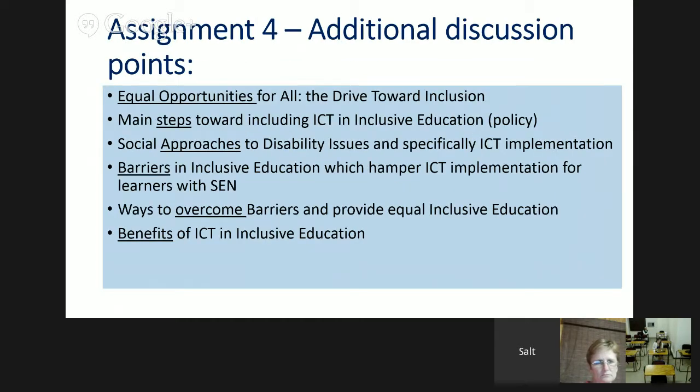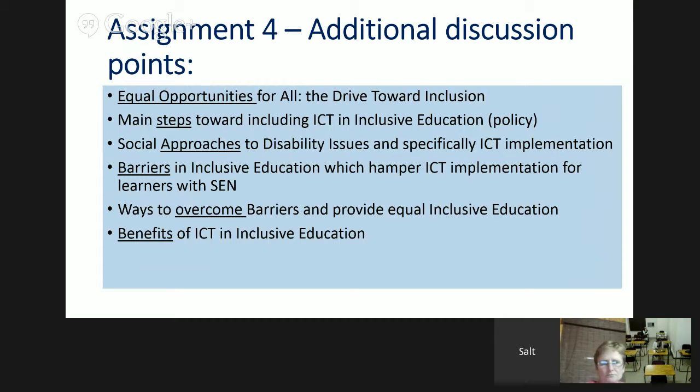Here are just further points for your discussion, which I've mentioned. The first one I've covered quite a bit in the previous slides. Perhaps look at social approaches to disability issues that you could discuss in your forum discussion. What are the barriers and how do they hamper implementation of ICT in the school? What barriers need to be overcome in the school? If you go back to one of your very first slides in the previous tutorial, you'll find the barriers in terms of social, economic factors, etc. that you need to look at.